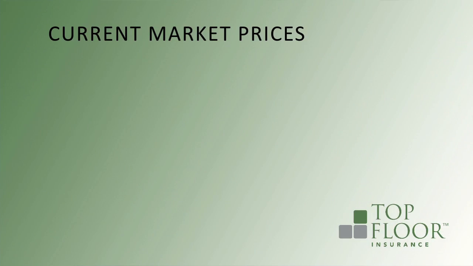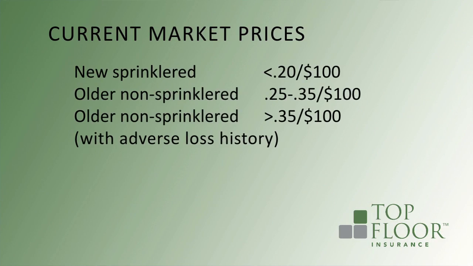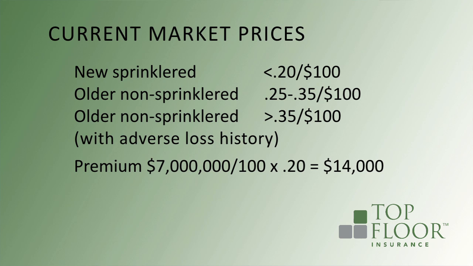And then what we do is we take that $7 million, what we call the TIV, the total insurable value, and we multiply it by a rate. So what are the current market rates right now? A good rate is 20 cents per $100 of values. So if you look at another example up there, 20 cents per $100 of values on a $7 million total insurable value would give you a $14,000 premium for your property insurance.